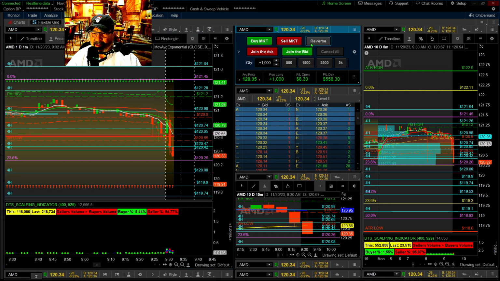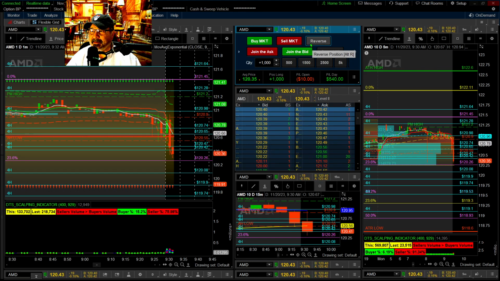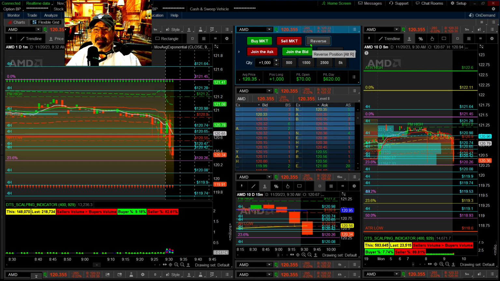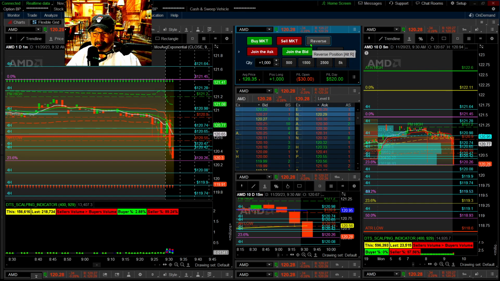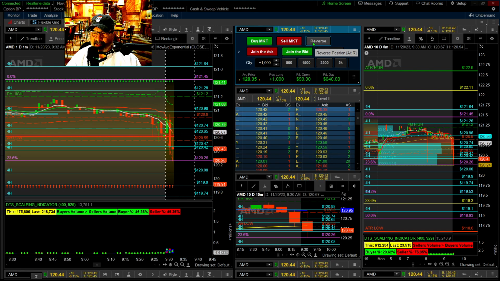I'm going to reverse right there. What did I get it at? 120.35. So this could be a mistake, and I'll reverse again if it keeps going down. You guys see me trade. I like to stay in position and bank a little bit as I do.